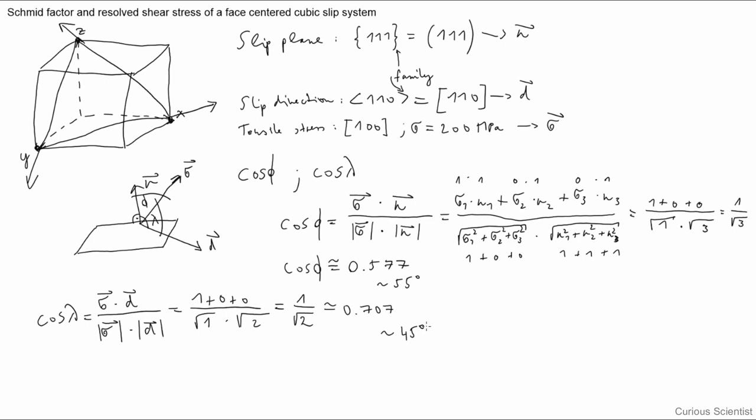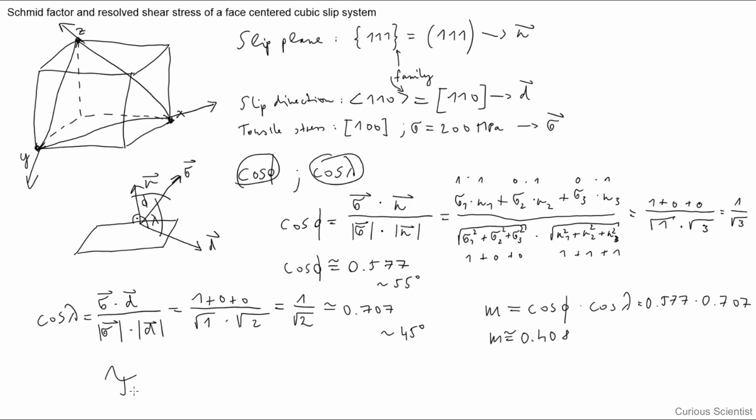So we have calculated cosine phi and cosine lambda, and we know that the Schmid factor is m equals cos phi times cos lambda. So we just multiply these two numbers, 0.577 times 0.707, so m is 0.408.